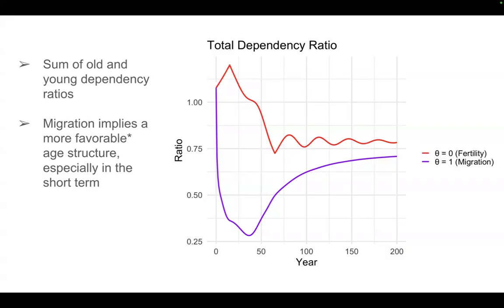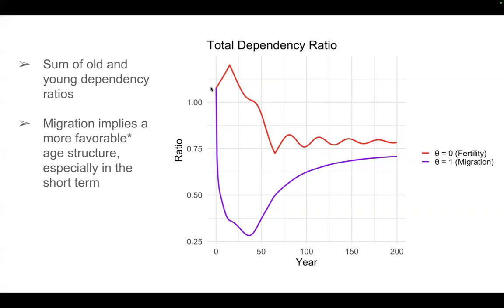That's usually portrayed as something that's better. I don't want to say that it's always bad to have a bunch of young people and old people or something like that. But for a lot of policy considerations, you do want less dependency, and you can see here that migration implies a much more favorable age structure on this interpretation of dependency, especially in the short term.